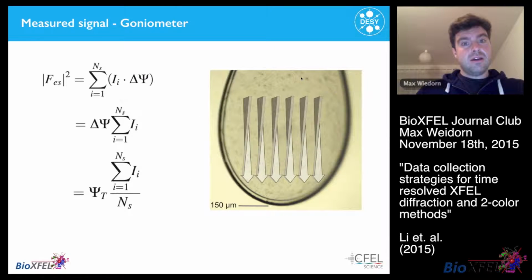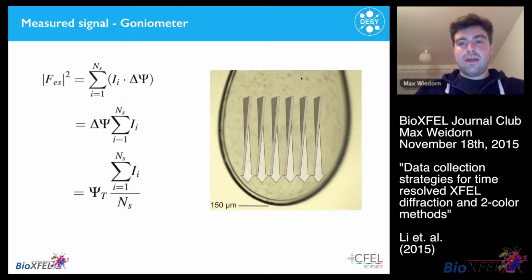The third technique mentioned in the paper is based on a goniometer, where you have, like I said, a single crystal, and you take a rotation series of this crystal, and then the measured structure factor depends on your scattered intensity and the angle step that you move between. And since the step is independent of your single shot, you can take it out, so that essentially it is just the sum over the scattered intensities.